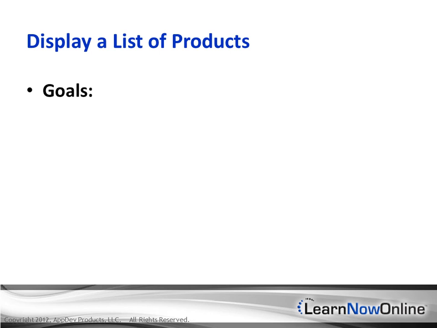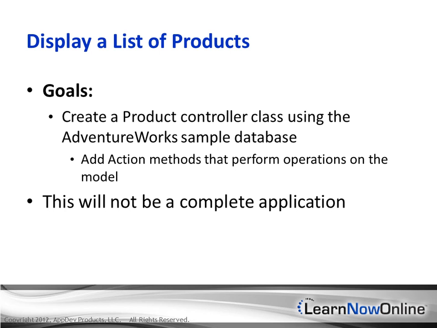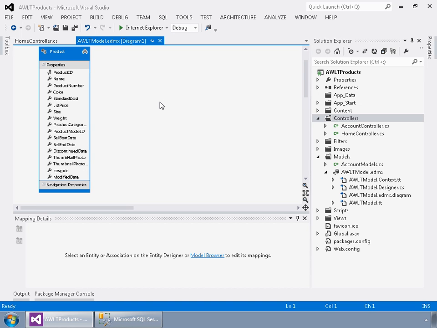First thing, let's create some goals that we want to have for this exercise. We want to create a product controller class using the AdventureWorks sample database, and then we also want to add action methods that perform operations on this model. And this will not be a complete application, but it will be a great example of how to make Entity Framework work to your benefit in MVC4. In this try it out, we're going to be displaying a list of products from the AdventureWorks database by using Entity Framework.